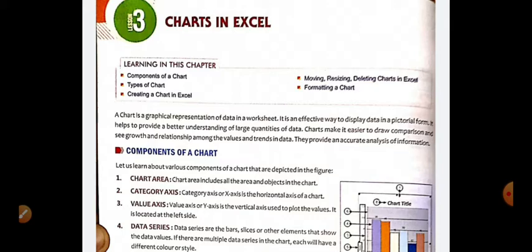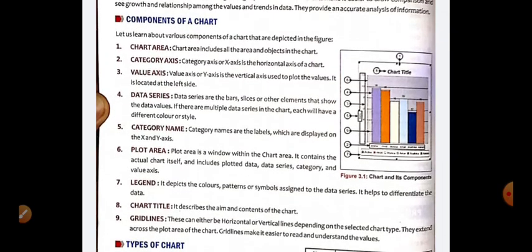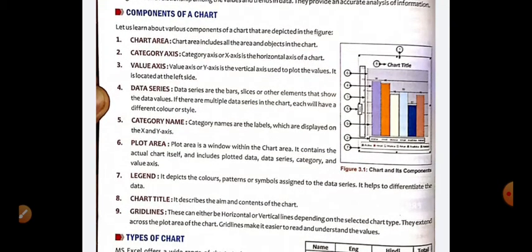Now let's move ahead in this chapter with components of a chart. Components of a chart. Now you see this one because this is one of the important parts of this chapter. Components of a chart means what are the different components required to make a chart. That is known as components of a chart. Chart area.